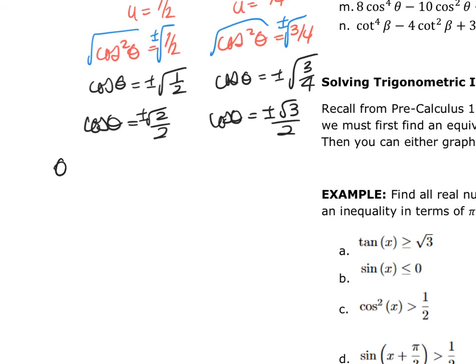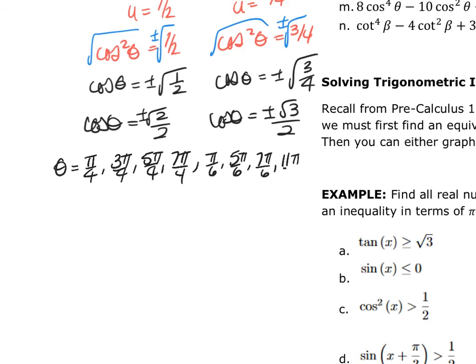So theta is equal to, tell me all the places on the unit circle where I get a plus and a minus square root of 2/2. Pi over 4, 3 pi over 4, 5 pi over 4, 7 pi over 4. And that takes care of that one. My other one, where is my theta equal to plus and minus square root of 3/2? Pi over 6, 5 pi over 6, 7 pi over 6, 11 pi over 6.